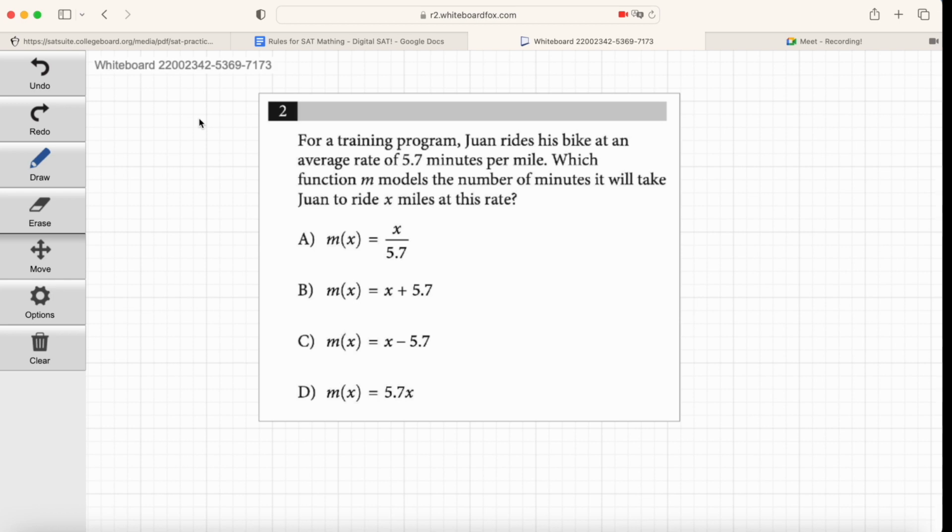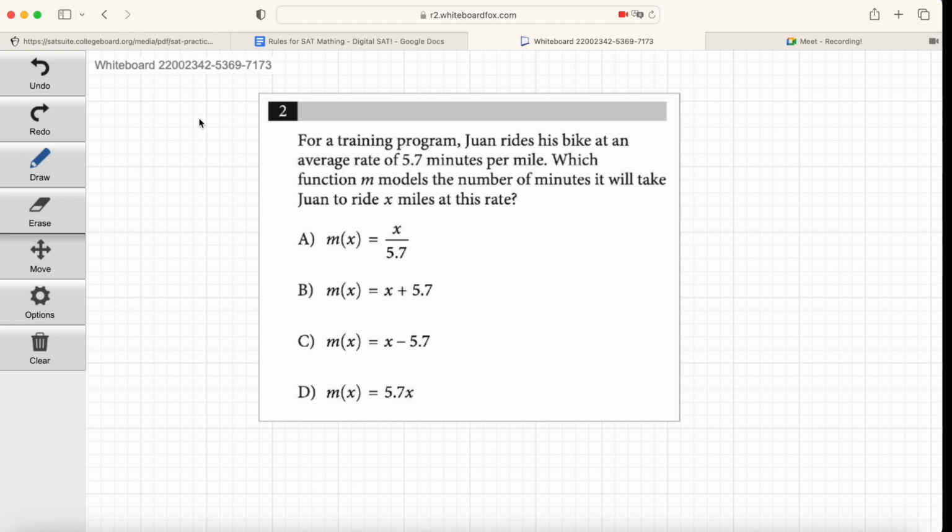Ooh, what are we solving for here? A model for the number of minutes it will take to ride X miles, at the rate given, at the rate of 5.7 minutes per mile. This reminds me a lot of the last question, where just thinking in terms of creating an expression or developing an equation is tricky. And I'll be honest, I struggle with that. I think most students I work with do as well.